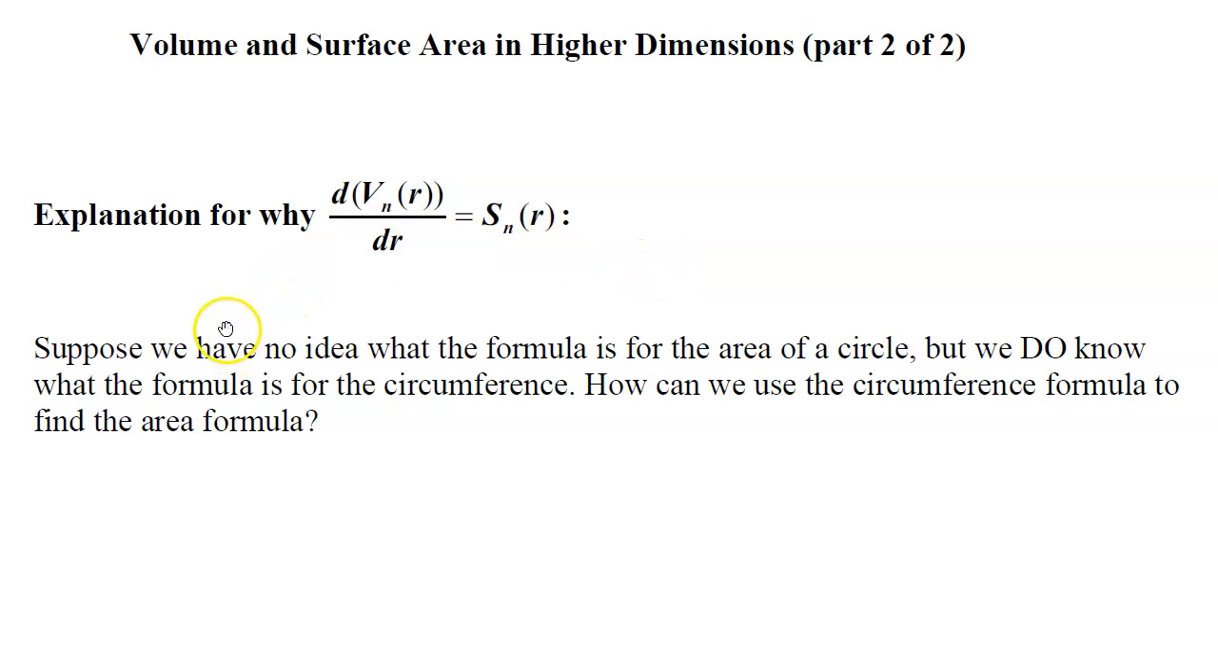Suppose that we have no idea. Let's just try this in dimension 2 here. Suppose we have no idea what the formula is for the area of a circle, but we do know the formula for the circumference. So we don't know that the area is pi r squared, but we do know the circumference is 2 pi r. How could we use the circumference formula to find the area formula?